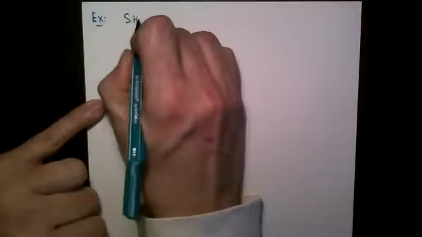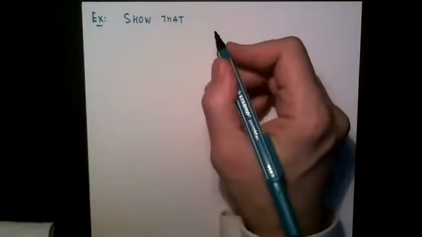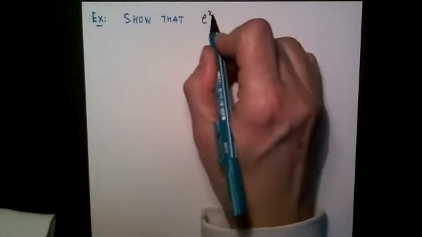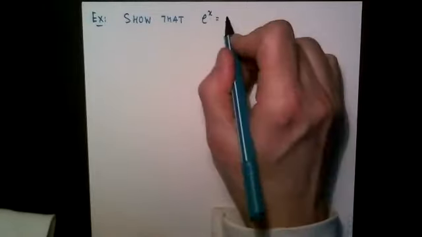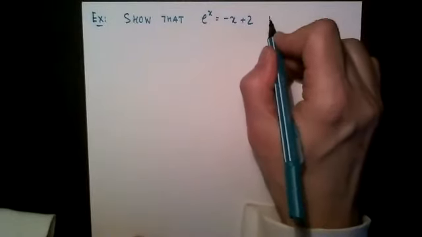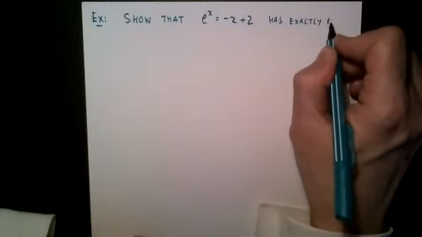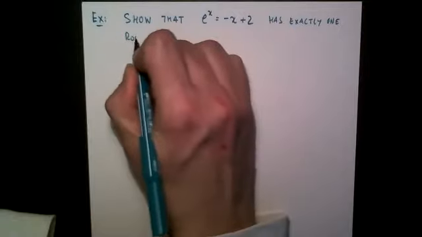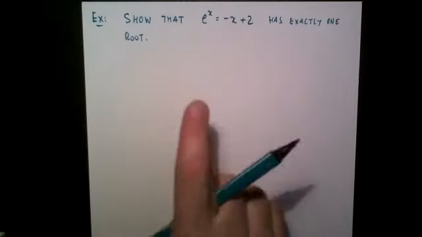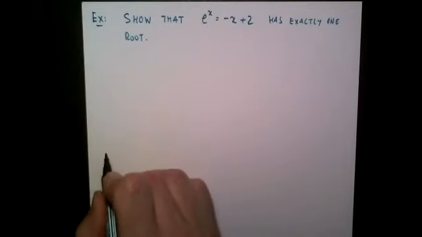So let me set you up with two examples now, show that. So a little more challenging ones now. e to the x is equal to minus x plus 2 has exactly one root. Okay, one root means only one solution. Okay, then another example.